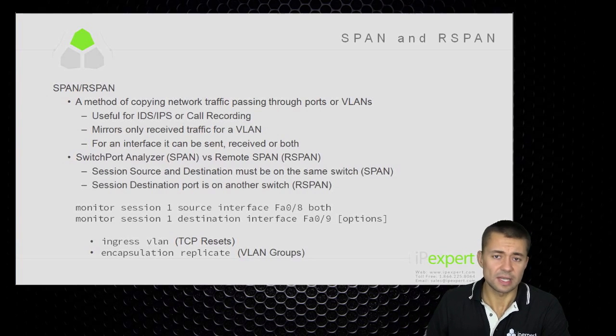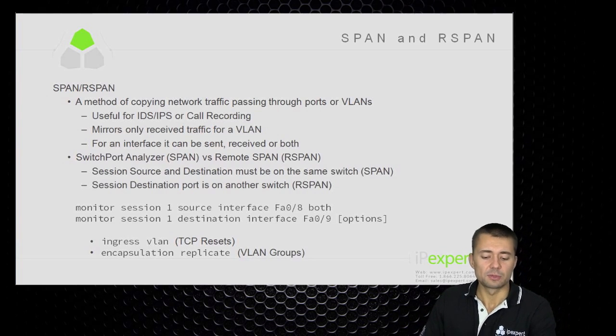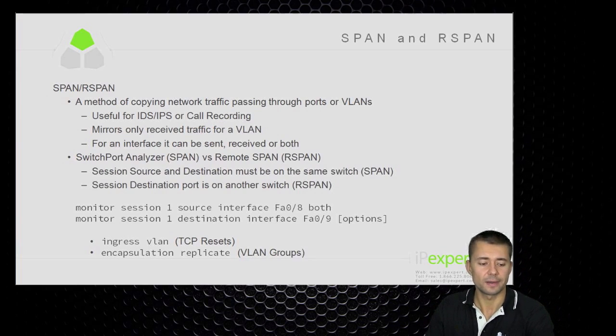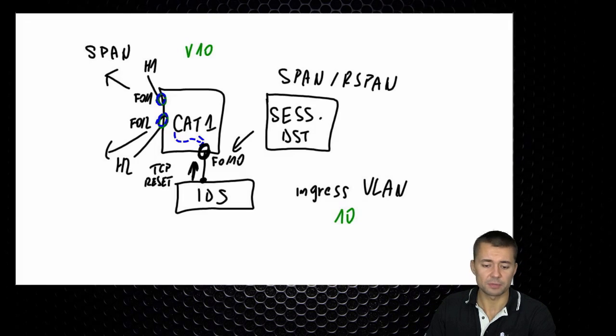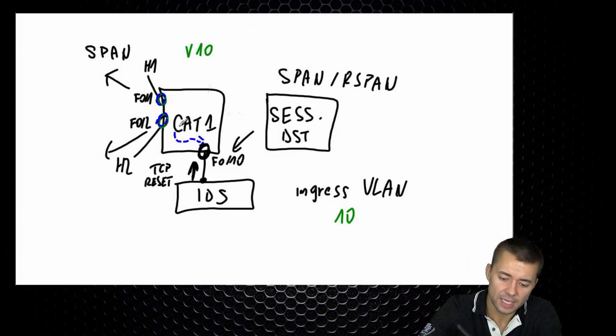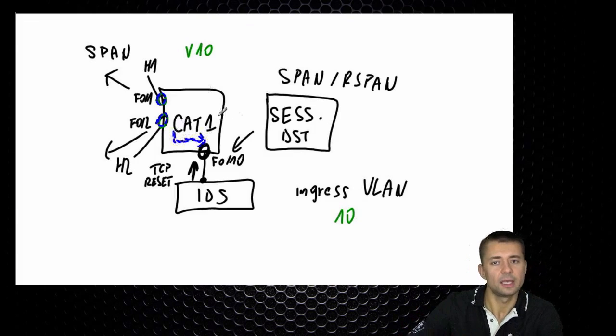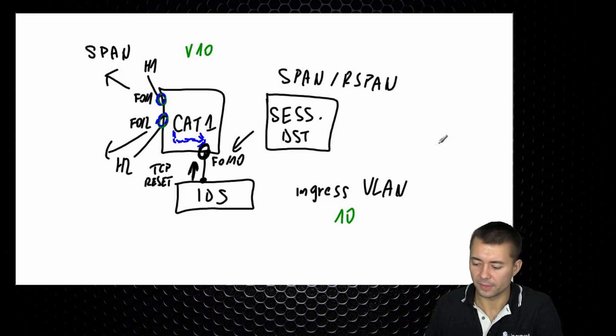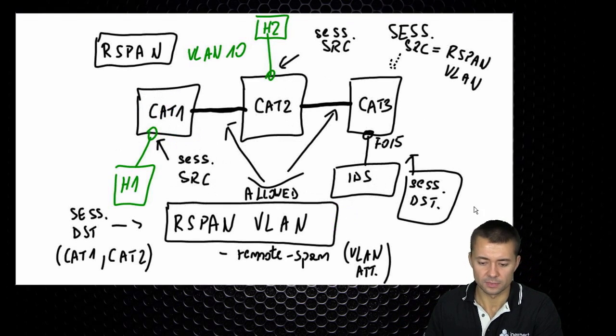Versus this second command, the encapsulation replicate is useful when we want to deploy our interfaces in the so-called VLAN group mode. Now, with the default configuration of a SPAN or RSPAN session, the traffic that is being copied to the IDS is untagged.